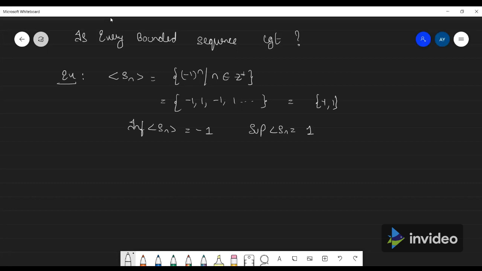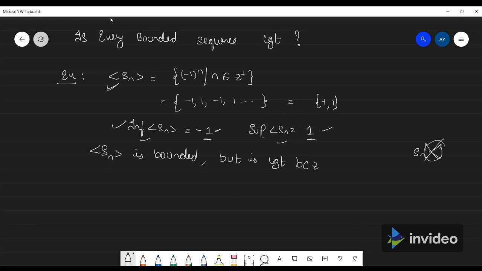Here we can observe one thing: the infimum is -1 and the supremum is 1. So the sequence Sn has both a lower bound and an upper bound, that is -1 and 1. We can clearly tell that the sequence Sn is bounded, because it has both a lower bound and an upper bound. But these two are different limits. Whenever a sequence converges to different limits, it is not considered convergent. This is bounded but not convergent because it is converging to two different limits.